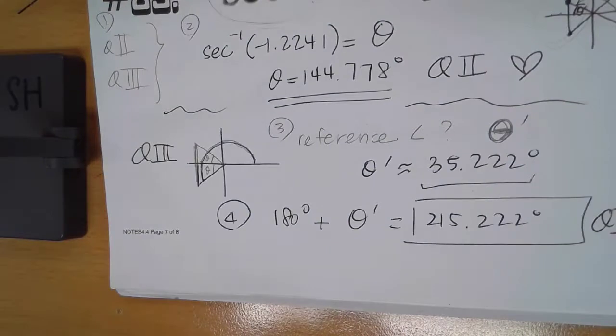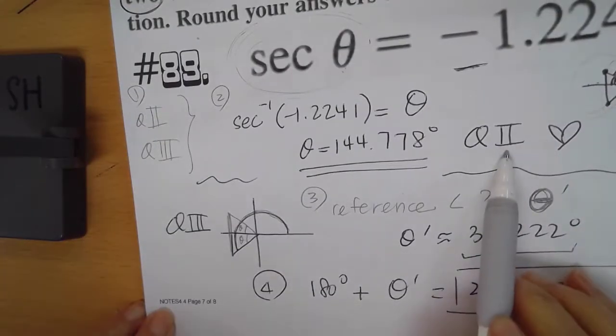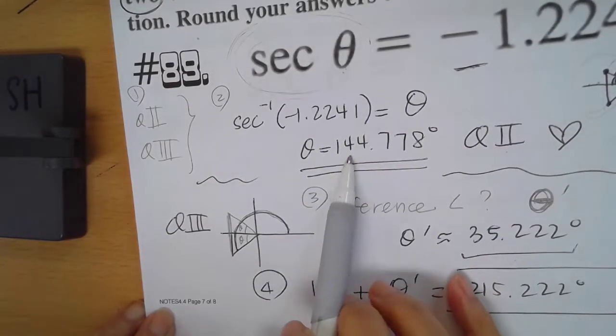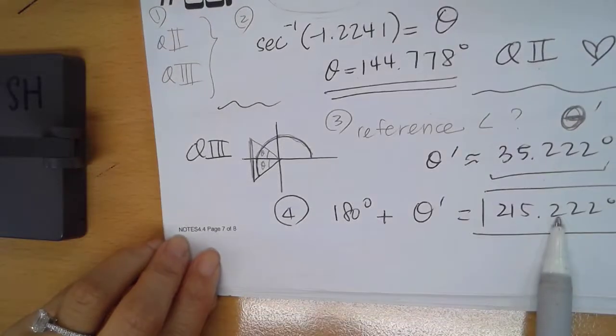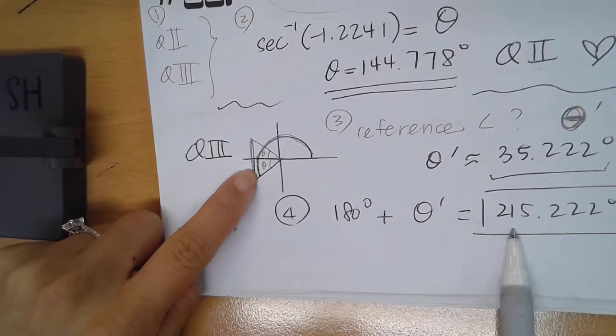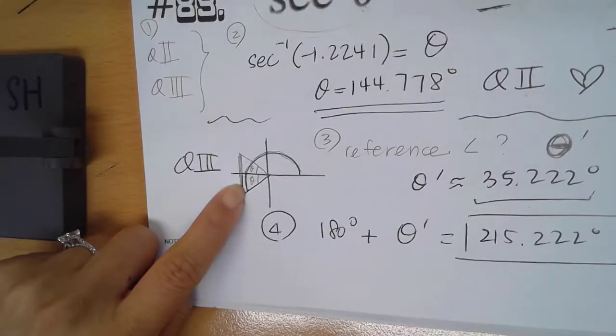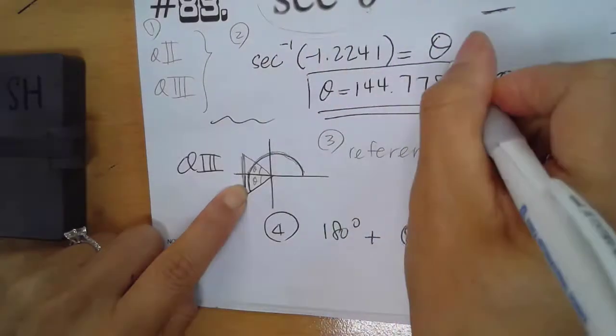Do these answers make sense? In quadrant 2, 144 is less than 180 degrees. In quadrant 3, it's greater than 180 degrees. It's 215.222, so those two answers make sense. All right, let's do another example, okay?